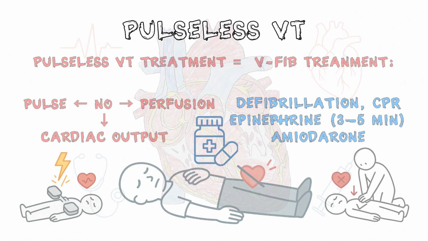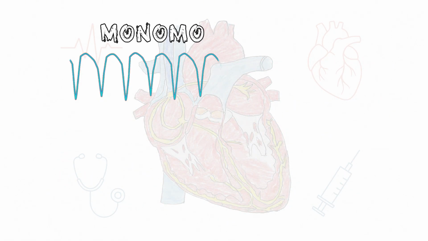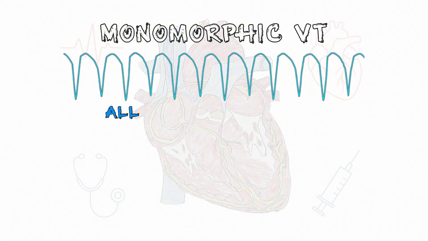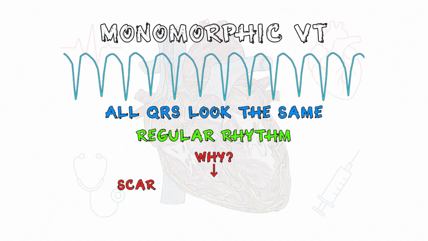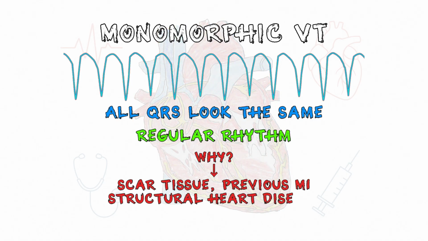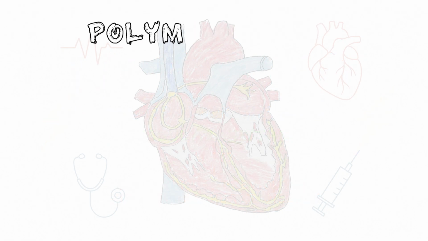Let's talk about types of ventricular tachycardia. We have monomorphic V-Tach, where all QRS complexes look the same, usually a regular rhythm, often due to scar tissue, previous myocardial infarction, or structural heart disease. A single ventricular focus fires rapidly. Next is the polymorphic V-Tach.